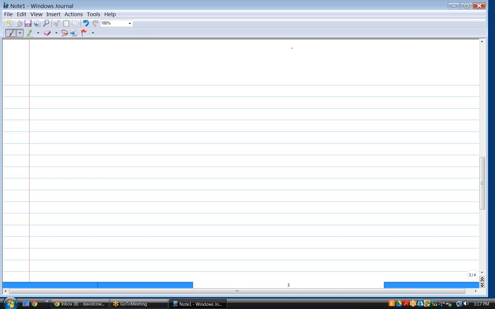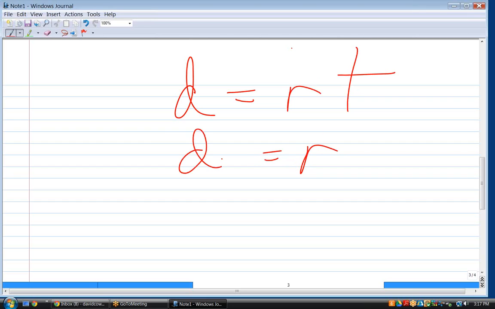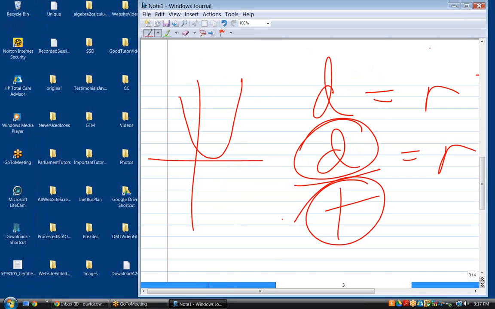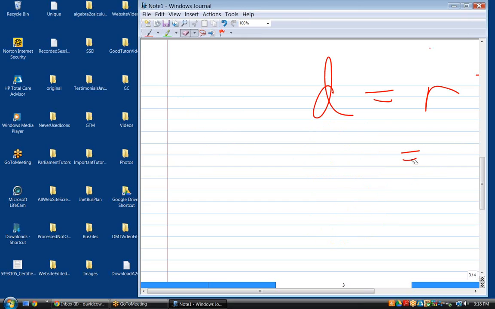So your average rate is quite easy to come up with. You just take your total distance and divide it. You got D equals RT. So if D equals RT, then your average rate is the total distance divided by the total time. But notice when you're looking at instantaneous, your total time is 0. And your total distance is 0. So you have 0 divided by 0. And that's not easy to come up with without calculus. And that's where calculus comes in.